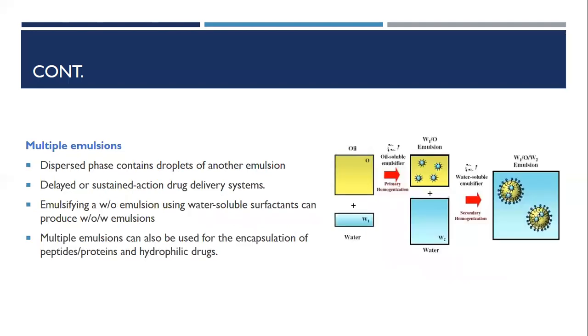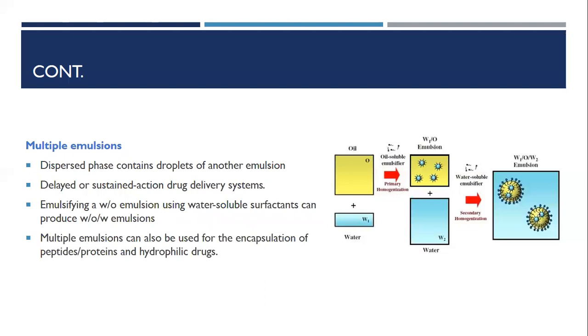The next type is multiple emulsions. Multiple emulsions are emulsions whose dispersed phase contains droplets of another emulsion, such as water in oil in water and oil in water in oil. Multiple emulsions are of interest as delayed and sustained action drug delivery systems. They also have application in cosmetics.